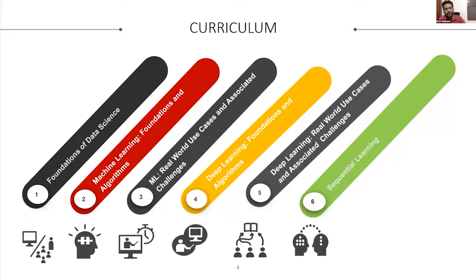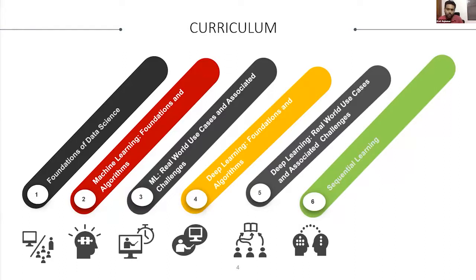But then the second module would focus on the algorithmic aspects of it, right? So the more foundational aspects of it. We are not going to think about the industry level challenges in module two, right? So we'll first introduce what the algorithms themselves are in module two.